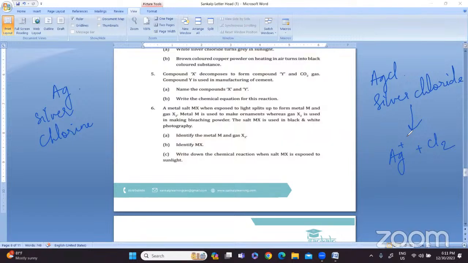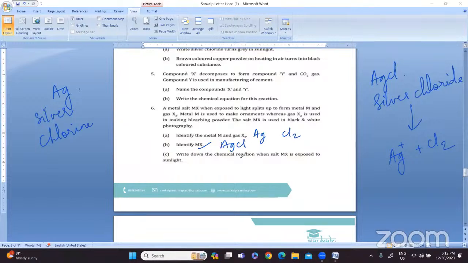So what are you supposed to do here? Which is the metal? It is silver, and your gas is chlorine. And which is the MX? I'll write here: the metal is silver, your gas is Cl2, and MX is AgCl.